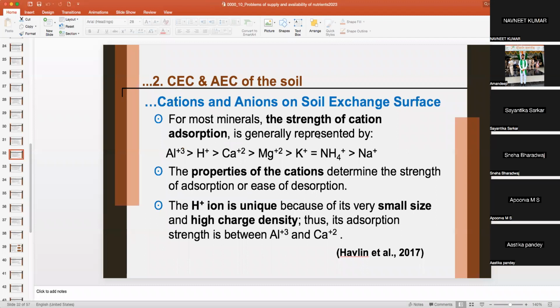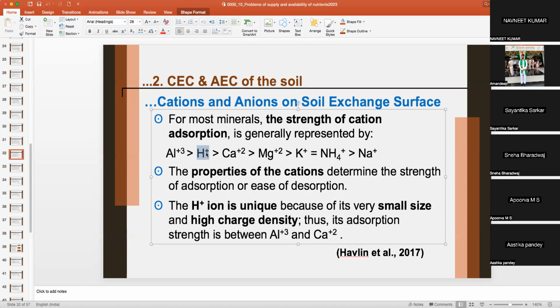For most minerals, the strength of cation adsorption is generally represented as follows: aluminum, Al+3, is most strongly attached to the exchangeable site, followed by hydrogen. Then calcium, magnesium, potassium, and ammonium are held with almost equal strength. So sometimes potassium can replace ammonium and sometimes ammonium can replace potassium. And in the end, sodium. Sodium can be very easily removed from the exchangeable sites, but aluminum is the most difficult to remove. And you can see hydrogen is number 2 here in strength of attachment.